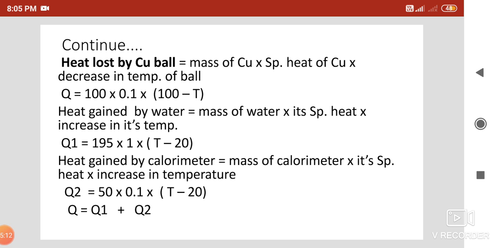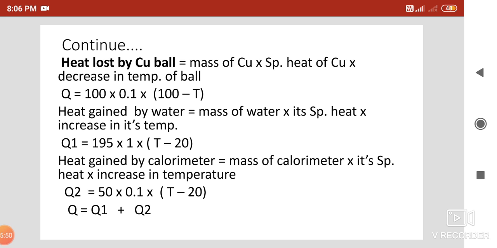Then the water is kept in the calorimeter. It means the heat is also gained by the calorimeter. So heat gained by the calorimeter is equal to the mass of the calorimeter multiplied by the specific heat capacity of the calorimeter, that is copper, multiplied by the increase in temperature. So we'll say Q2 equal to 50 multiplied by 0.1 multiplied by T minus 20. Then according to the principle of heat exchange, the heat lost is equal to the heat gained.